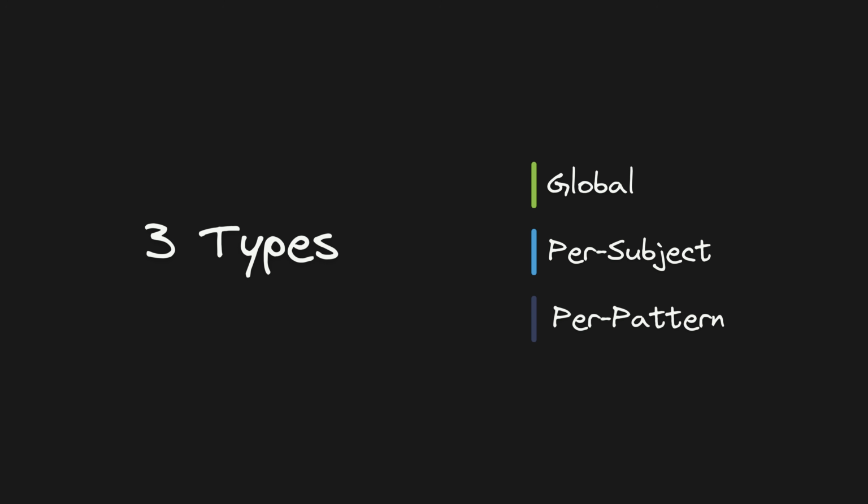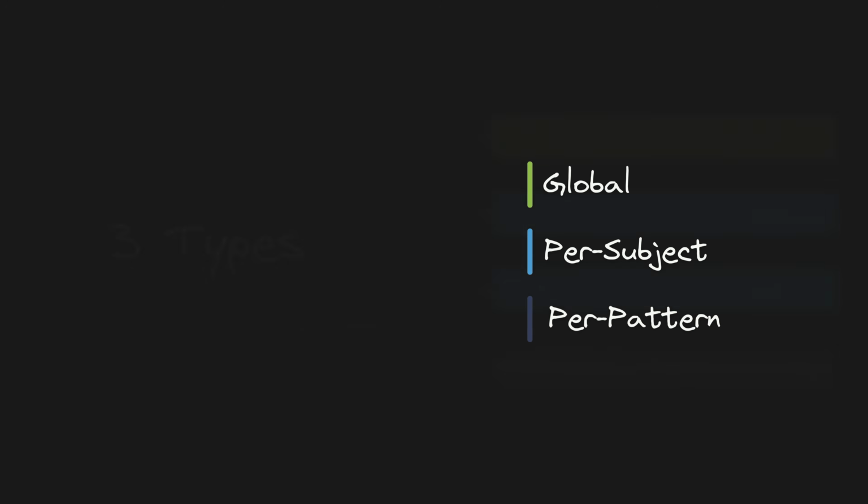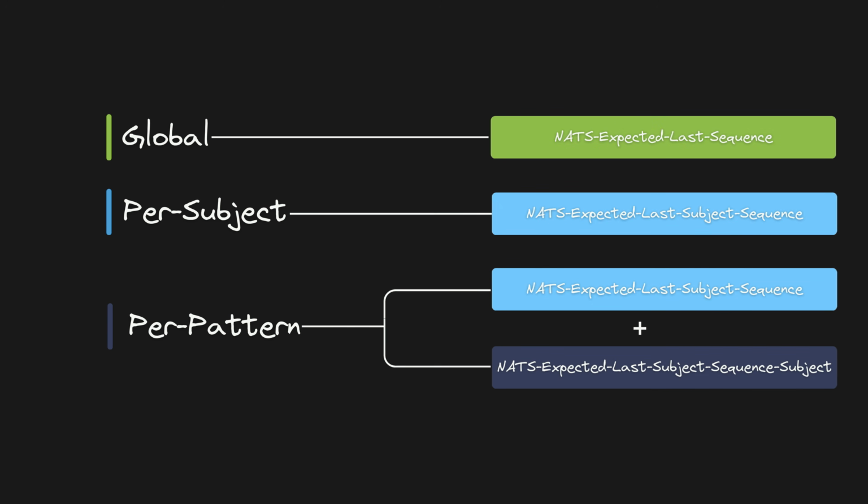So essentially there's 3 ways to do this. Global, which validates on a per stream basis. It uses a NATS expected last sequence header. Per subject, which validates on a per subject basis, and it uses the NATS expected last subject sequence header. And per pattern, which, if you guessed, does it on a per pattern basis. And it uses the NATS expected last subject sequence header in combination with the NATS expected last subject sequence subject header. Don't worry, we're going to go over this.